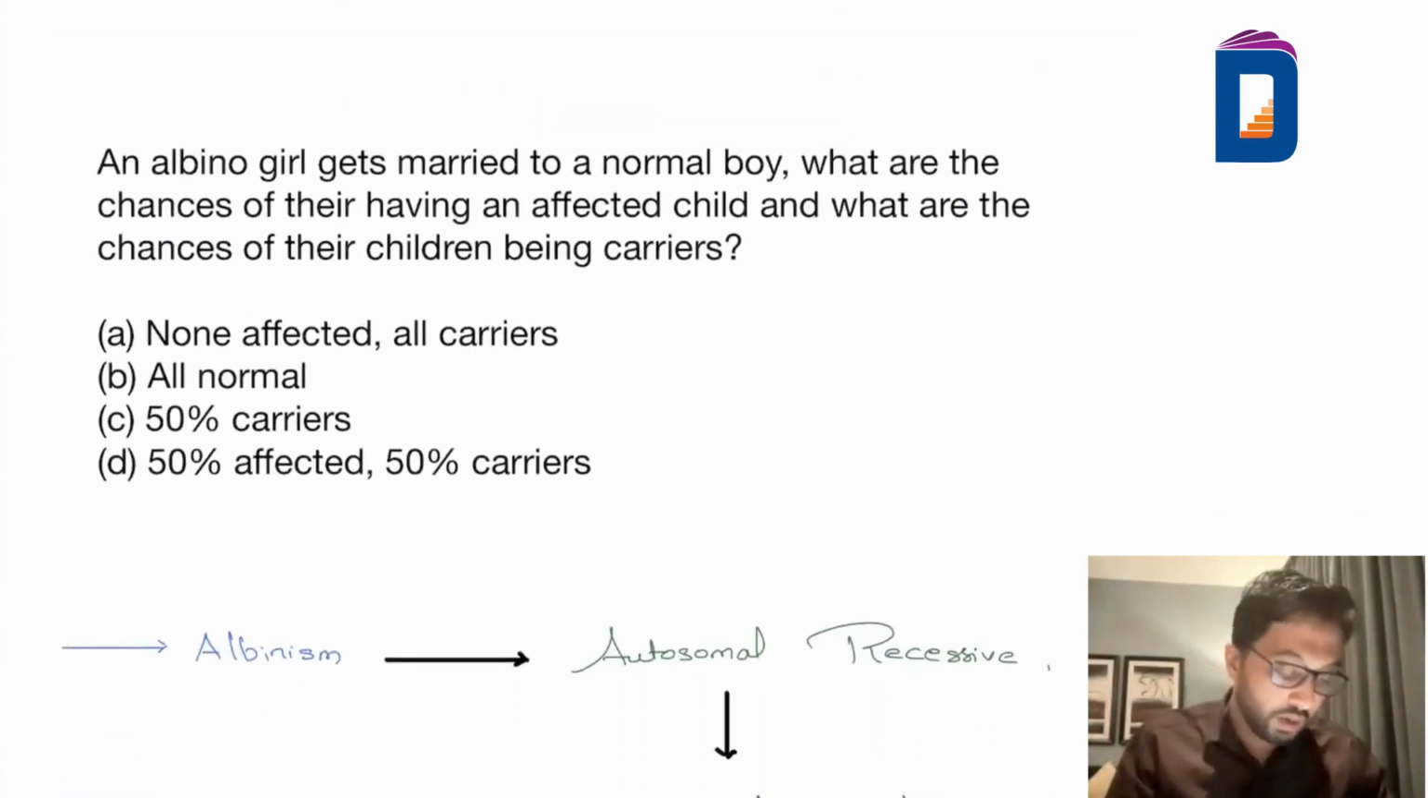Now, an albino girl gets married to a normal boy. What are the chances of their having an affected child, and what are the chances of their children being carriers? So they're asking, albino girl with a normal boy, how many will be carriers? How many will be affected?